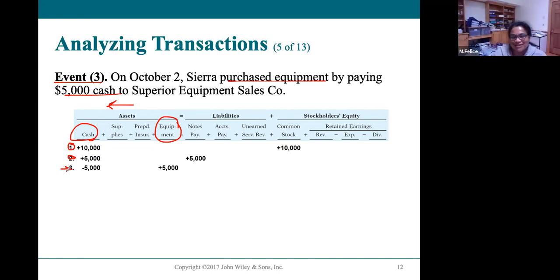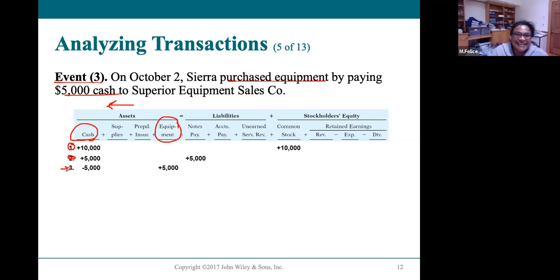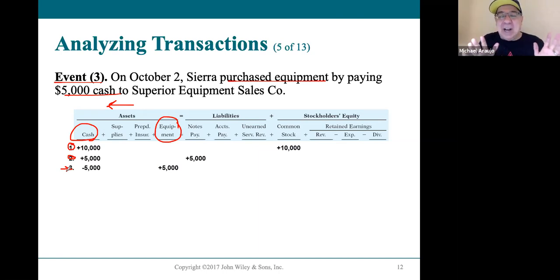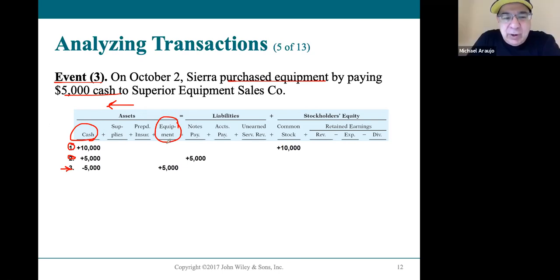Okay, so you're saying we credited equipment 5,000? No, how didn't we credit? I didn't agree with that either. Okay, well, let's just take one at a time. Again, assets increase on the debit side, they decrease on the credit side of their accounts. We'll get to the equipment account in a moment, but let's just go back to cash for a second.